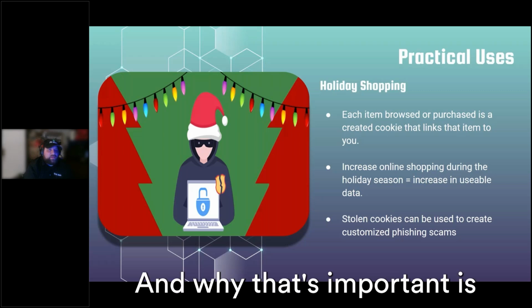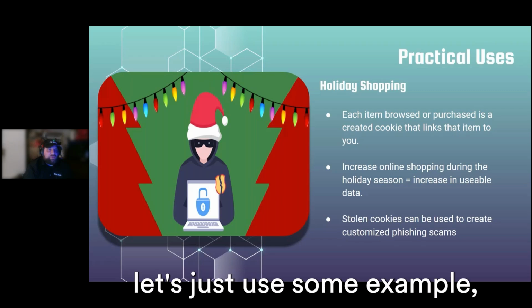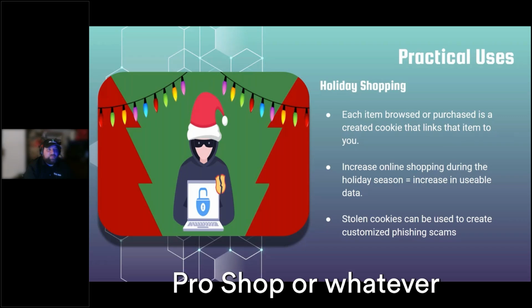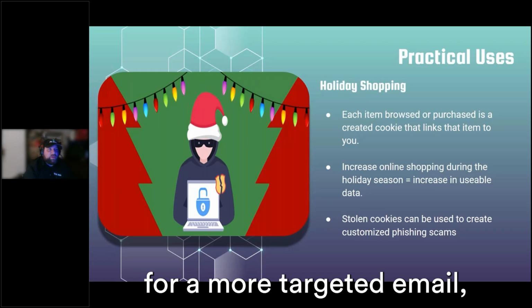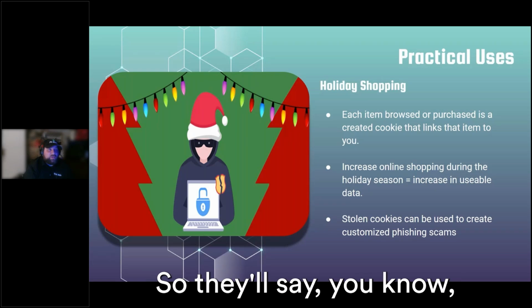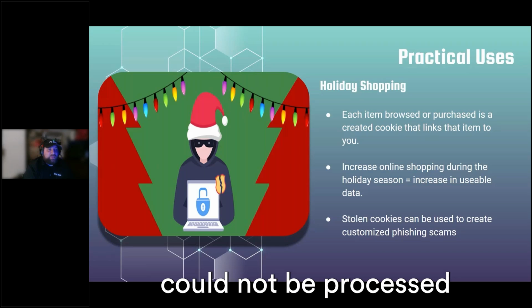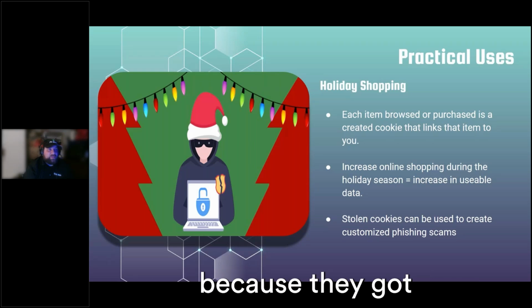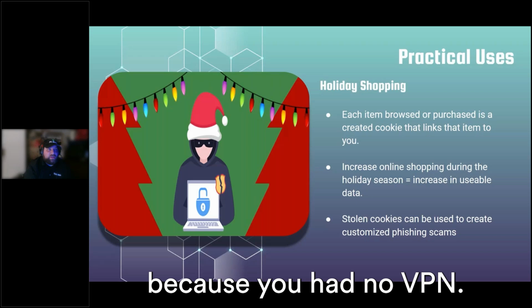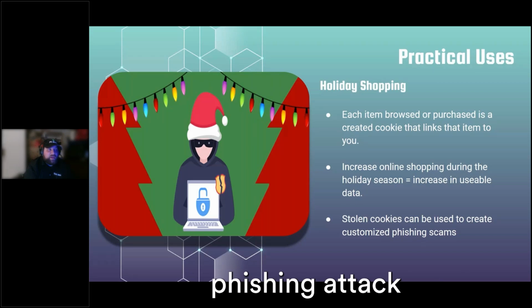And why that's important is if your cookies are intercepted, well, now they know you were at, let's just use some examples, say Belk or Bass Pro Shop or whatever. They can start utilizing this information for a more targeted email, a targeted phishing scam. So they'll say something as simple as, hey, your Belk order could not be processed until you enter some additional information. They know that you went to Belk because they got your cookies. Your cookies were accessible because you had no VPN. So they can craft their targeted phishing attack at you specifically based on your usage.